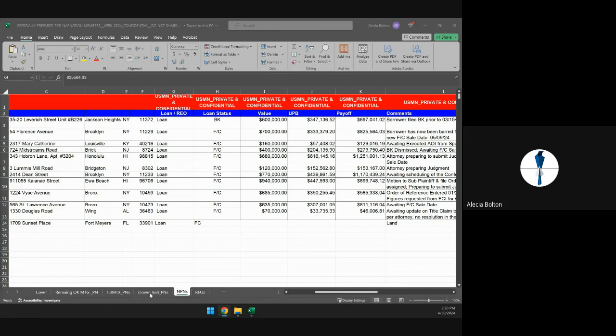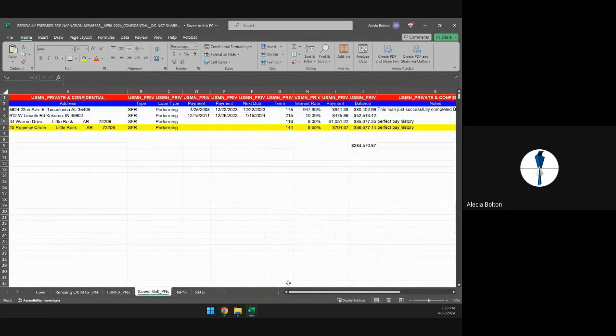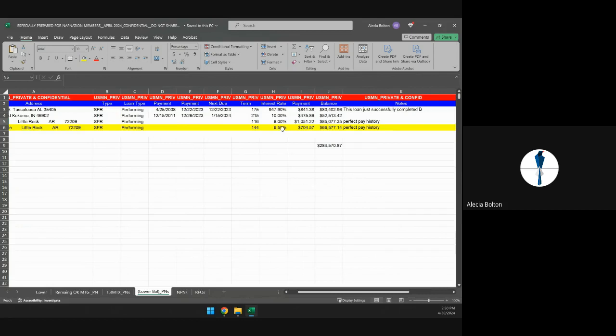So there's 2 notes on here that I wanted to talk about. One is on the lower balance performing notes tab. And it's one of the Arkansas notes that has a perfect pay history. And this one has kind of a lower interest rate. It's a 6.5%. The monthly payment is $700, which might not work if you're doing a split payment partial, because then you're down in the low 300s for the payment.